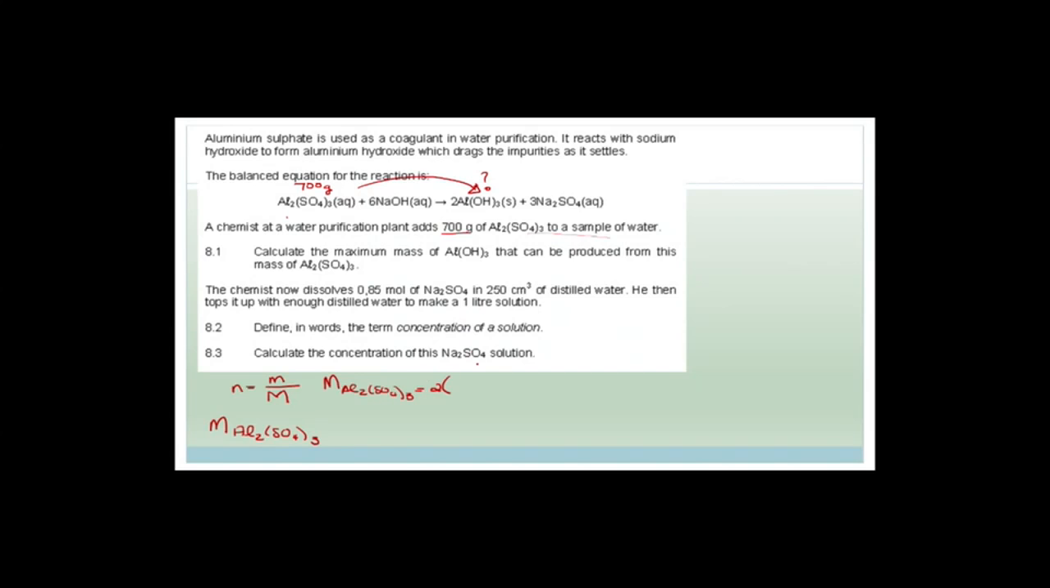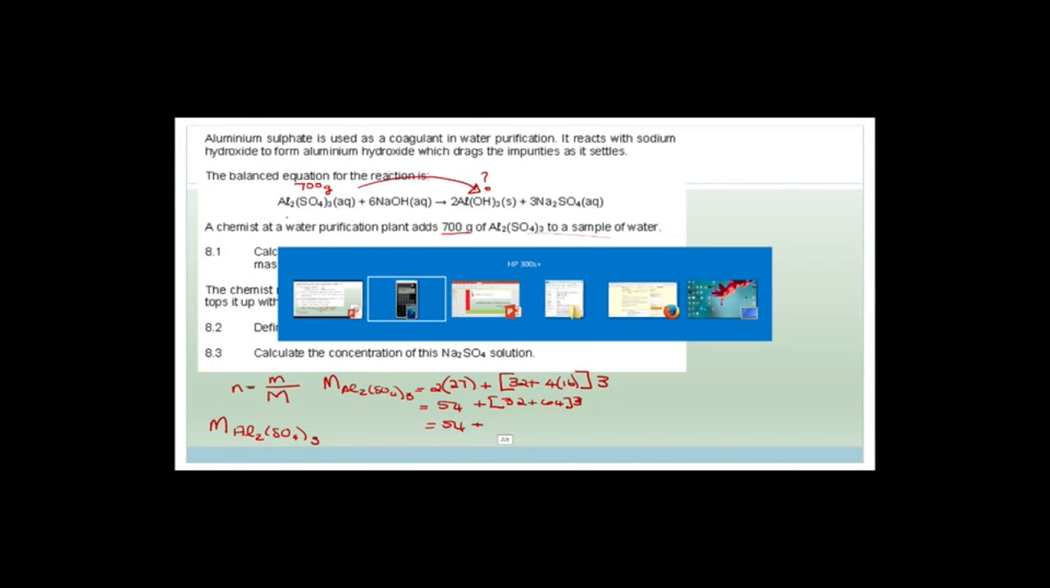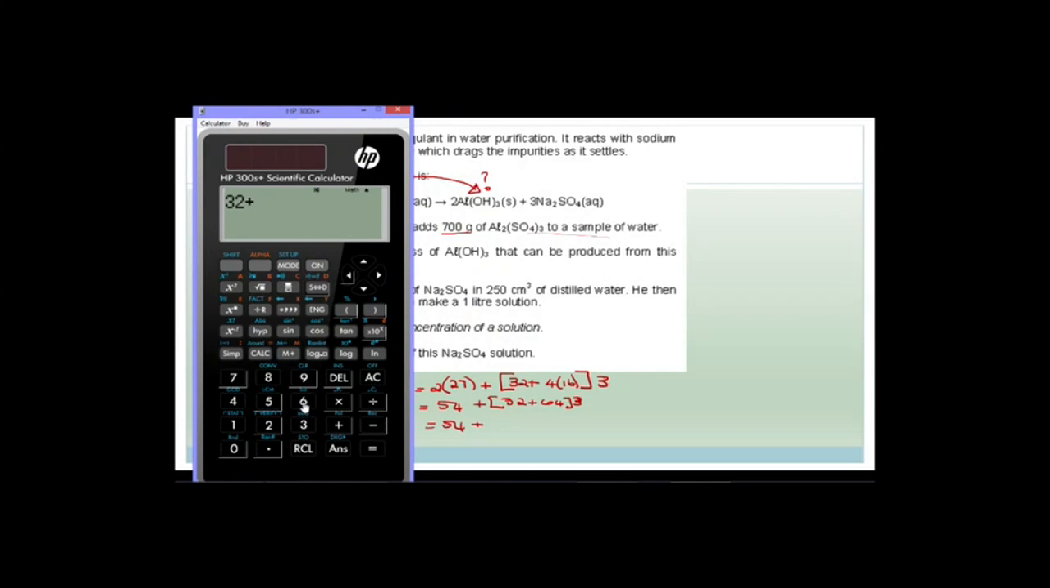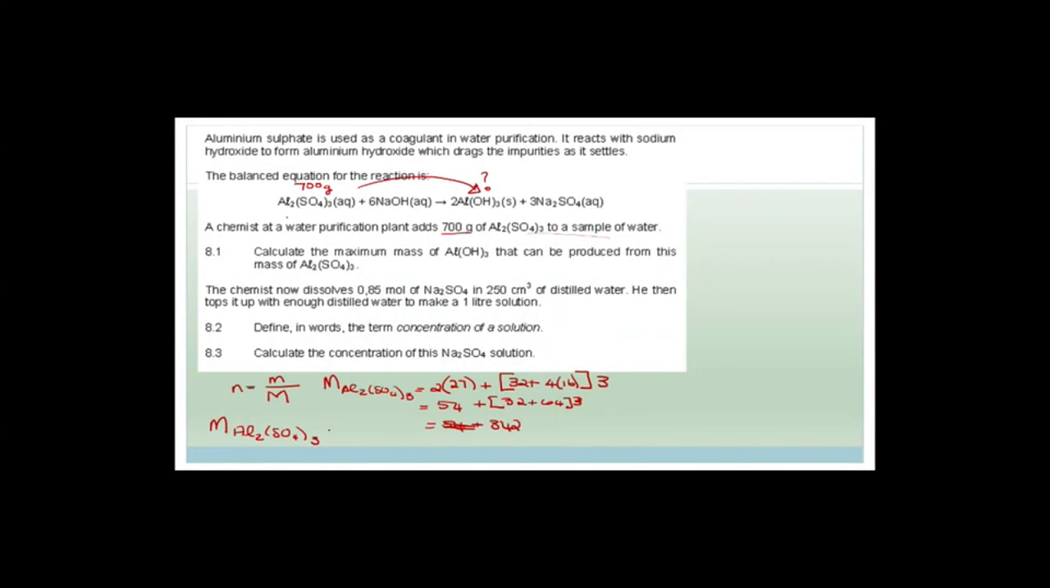is going to be 2 times aluminium, which is 27, plus, and let's do this properly, sulfur is 32 plus 4 times 16 for oxygen, and we have to multiply that all by 3. So that becomes 54 plus, 4 times 16 is 64, so it's 32 plus 64, which is 96, times 3, plus 54. At this point, I might as well do it on the calculator. 32 plus 64 equals 96, times 3, plus 54 equals 342. So now we've got the molar mass of aluminium sulfate, which is 342.